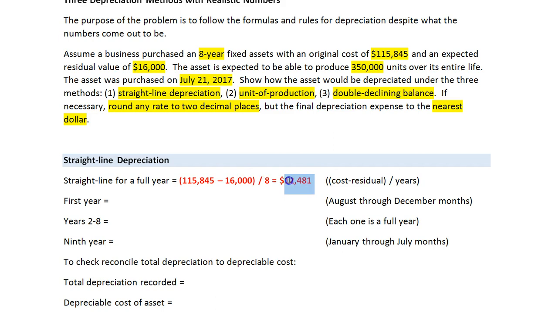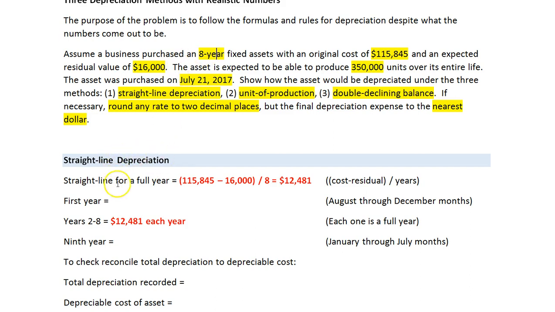This gives me a full year of depreciation. So every full year will be this, which is kind of nice. Years 2 through 8 are going to be full years, right? So it's just going to be that. This is an 8-year asset, but we have 9 years we're dealing with here because it's a partial year. The first year is just like half a year, and then we're going to have the other half be our 9th year. So we have a total of 9 years that we're going to record here.